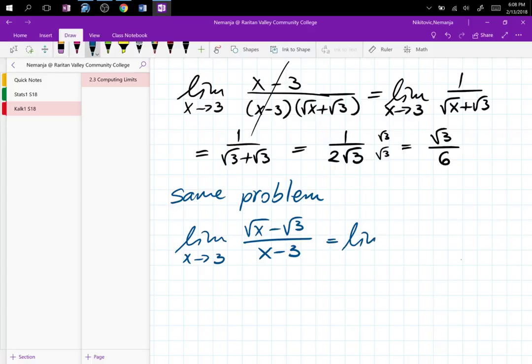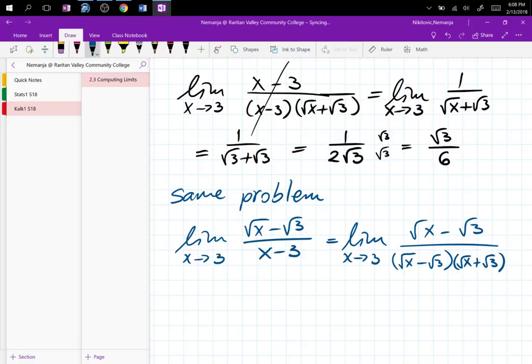So, limit as x goes to 3, and then you have your root x minus root 3, but then the denominator goes root x minus root 3 times root x plus root 3. And then these cancel, and it's a one-step solve.